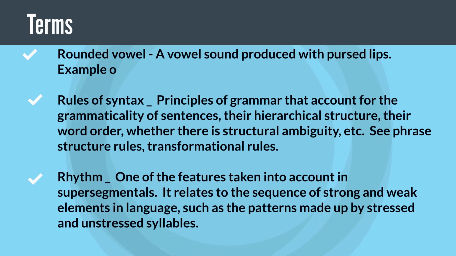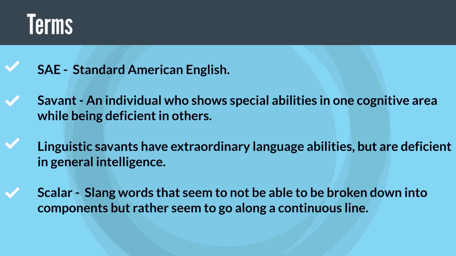Rhythm, one of the features taken into account in suprasegmentals. It relates to the sequence of strong and weak elements in language, such as the patterns made up by stressed and unstressed syllables. SAE, Standard American English.